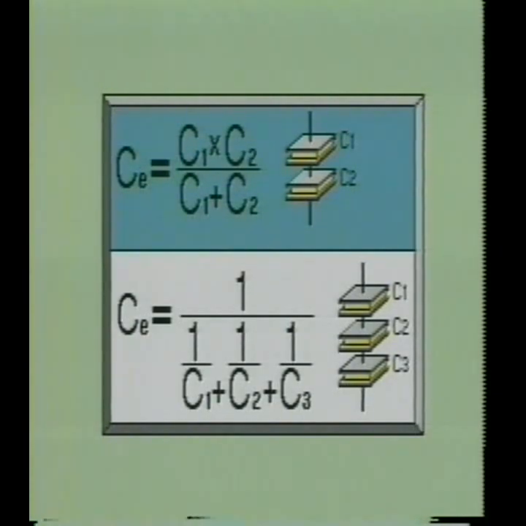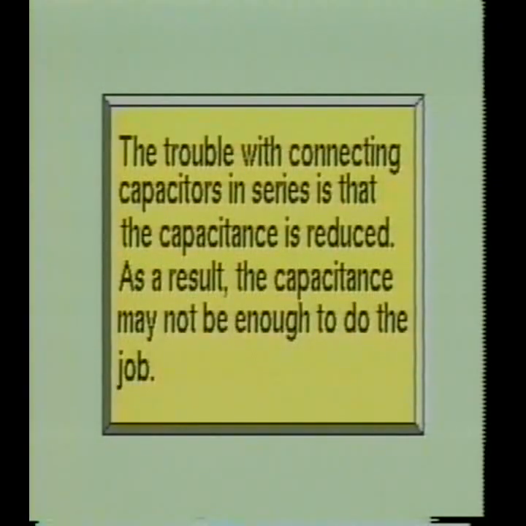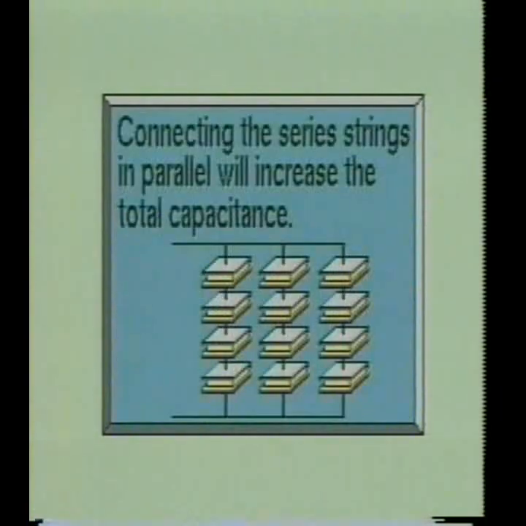The value of the voltage drop across a particular capacitor in a series group will be inversely proportional to the ratio of its capacitance to the total capacitance. The trouble with connecting capacitors in series so they can be used at a higher voltage is that capacitance is reduced. As a result, the capacitance may not be enough to do the job. This problem can be overcome by connecting in parallel as many series strings as are needed to provide sufficient capacitance.